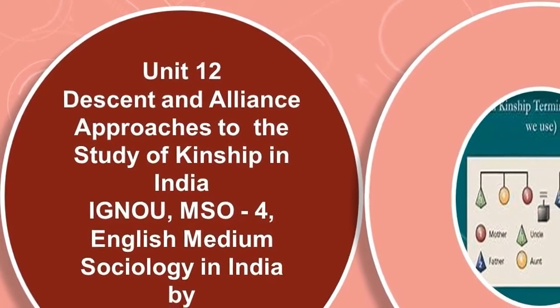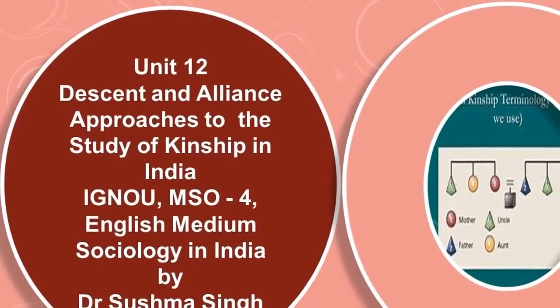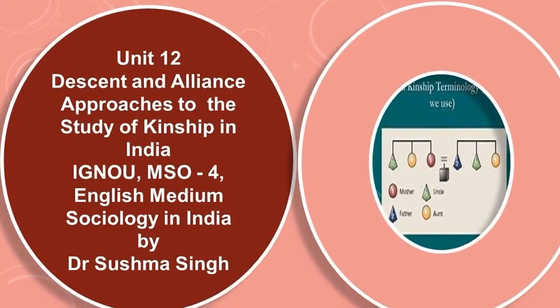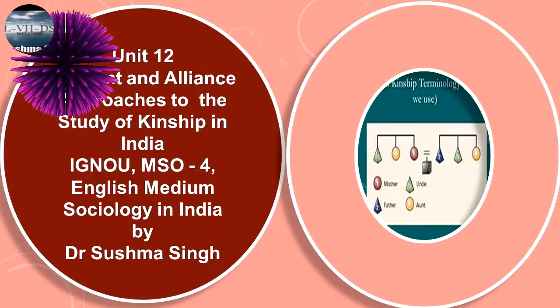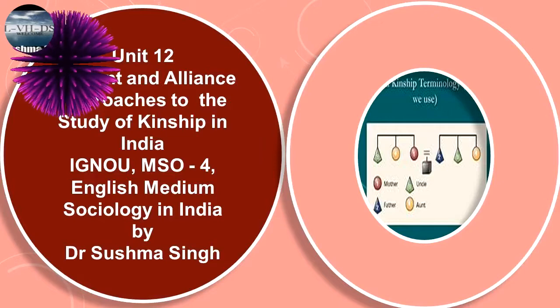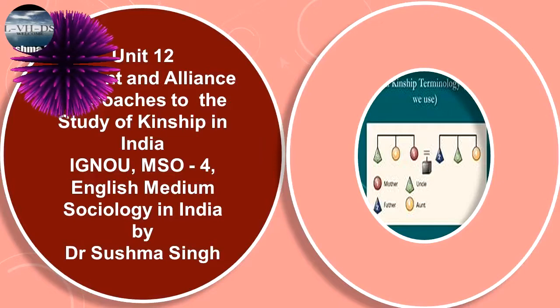Today in Unit 12, Descent and Alliance Approaches to the Study of Kinship in India, we are going to start our lecture on the topic Approaches to the Study of Kinship Systems. In simple words, you can say that a kinship system refers to a set of persons whom we recognize as relatives by virtue of blood or marriage relationship.